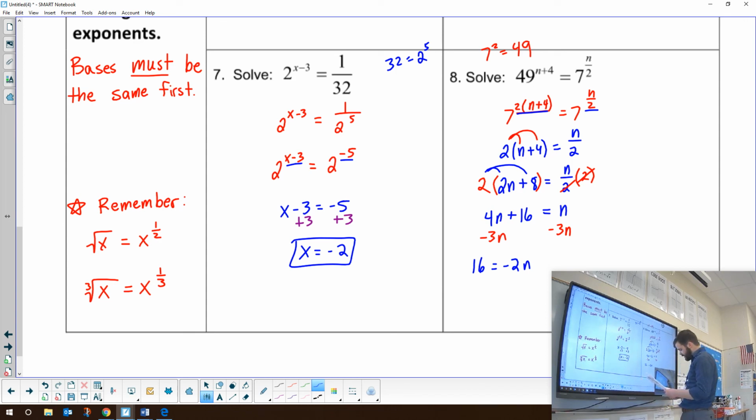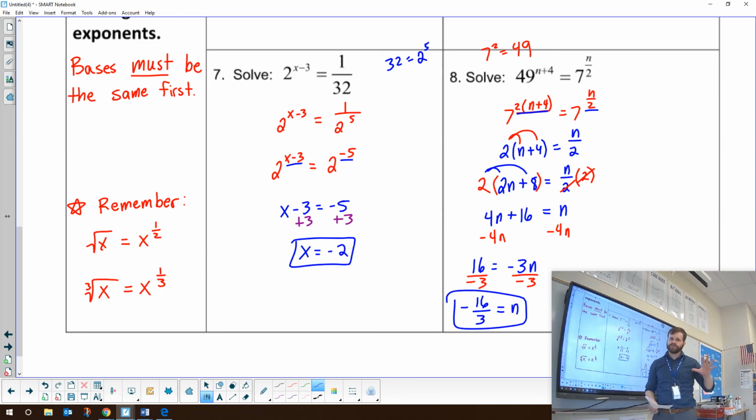Actually, sorry, not minus 3n. Silly. I was thinking about what the answer was going to be, and then I wrote the wrong answer. That is just a classic Mr. Martin move. I'm going to minus 4n to this side, minus 4n to this side. That's going to give me negative 3n. Then we're going to divide both sides by negative 3 to get my final answer of n equals negative 16 over 3. And that's my solution. Okay?